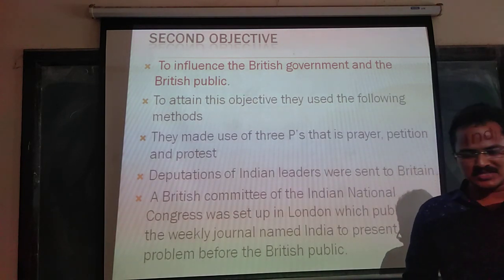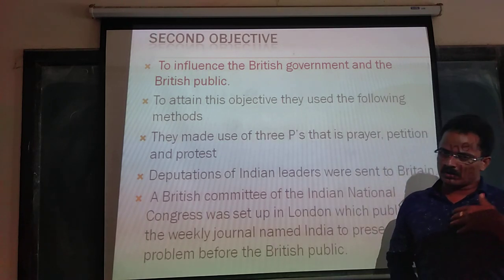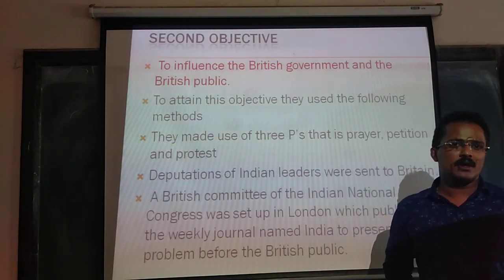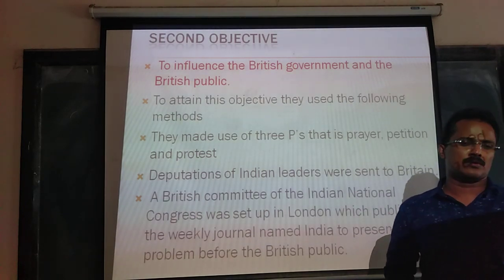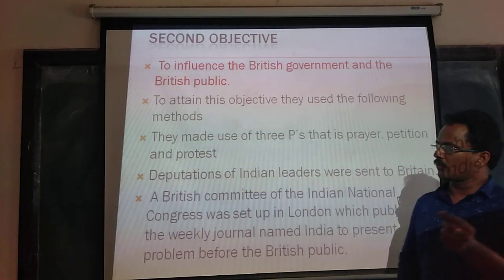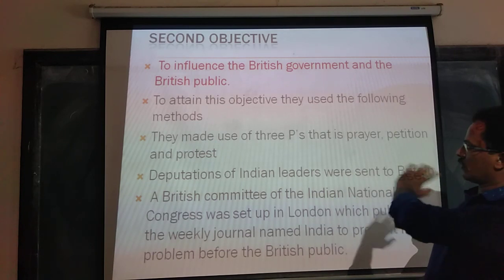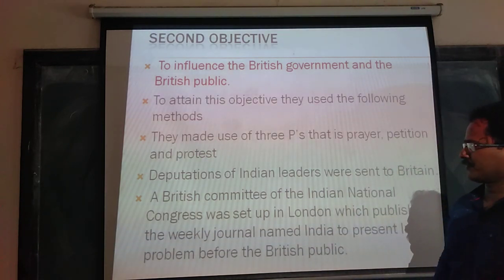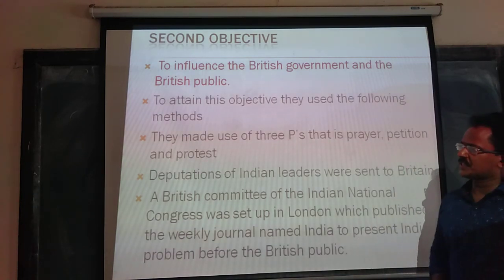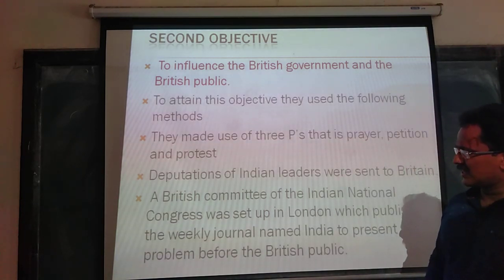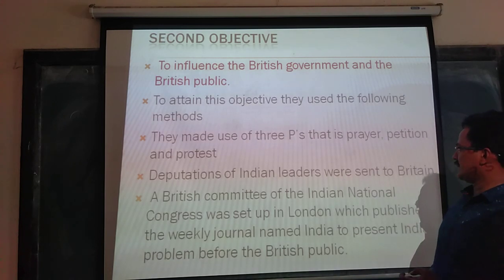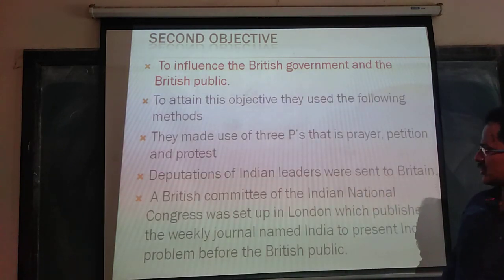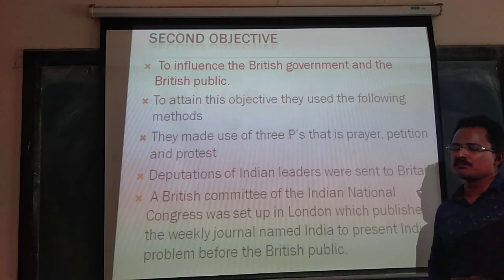They were not assertive in nature. They were not able to demand. They were not able to order. They were depending on the generosity. They were looking for a lenient attitude from the British. The second point of the second set of methods: they sent deputations of Indian leaders to Britain.